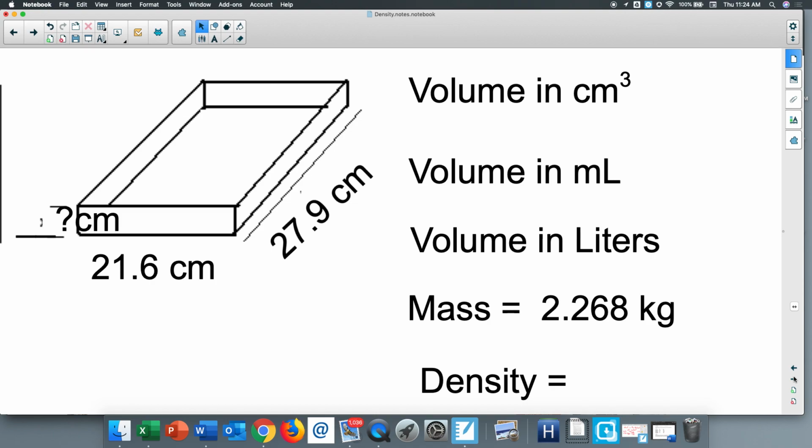We'll turn it into centimeters, but first we need Leo to figure out how tall this thing is. Go. Give us a height of a ream of paper. 5 centimeters. So Leo is saying this thing is 5 centimeters tall. Go. Calculate out its volume, and then we can calculate out its density. Game on.